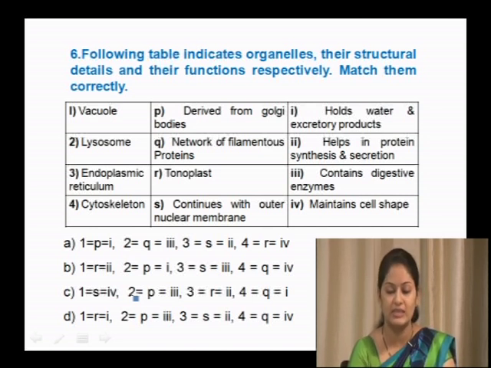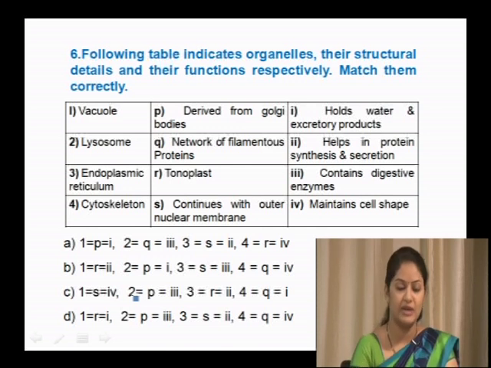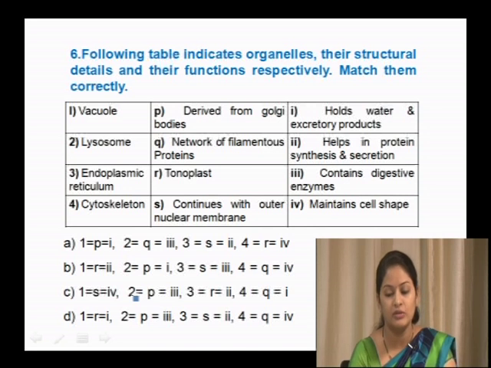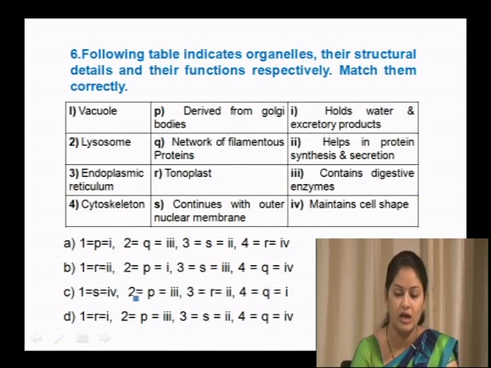2. Helps in protein synthesis and secretion. 3. Contains the digestive enzymes. 4. Maintains the cell shape. So let us match them now. Vacuole is actually associated with the tonoplast, so 1 goes with R. And if you have to look into its function, in the third column, we can say that it holds the water and excretory product. So 1, R and Roman number 1 matches very well.